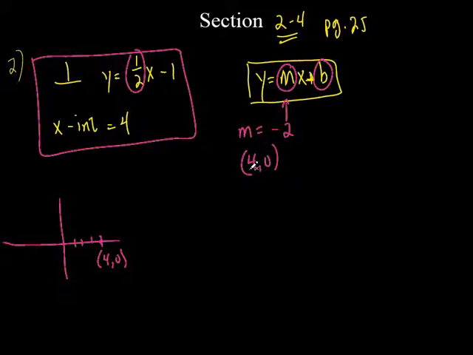Where does this 4 and this 0 go? Right, that goes in for your x and y. See, that ordered pair is x and y. So that 4 goes where? In for the x. That 0 goes where? In for the y. So it's just plug and chug.